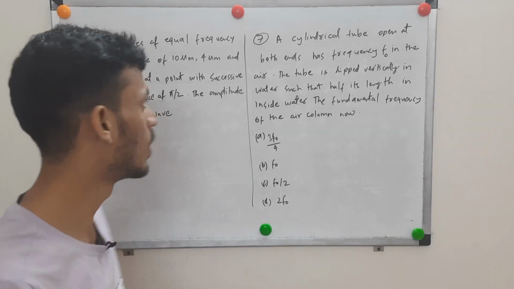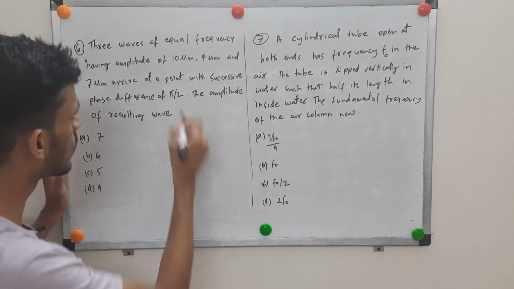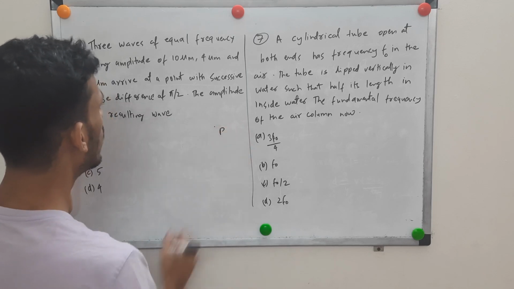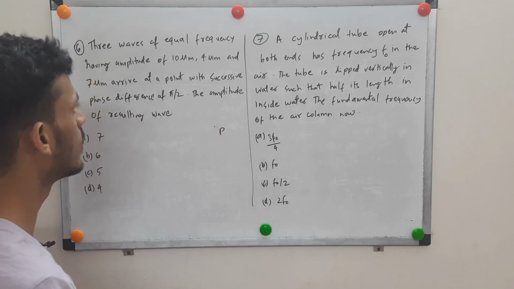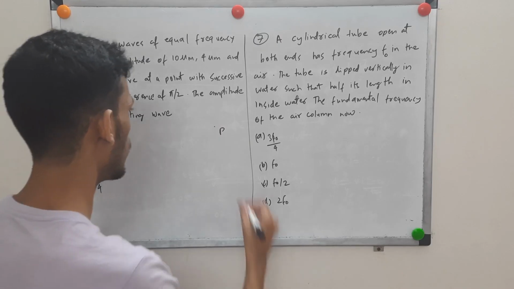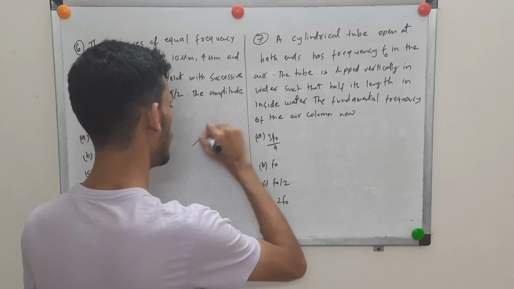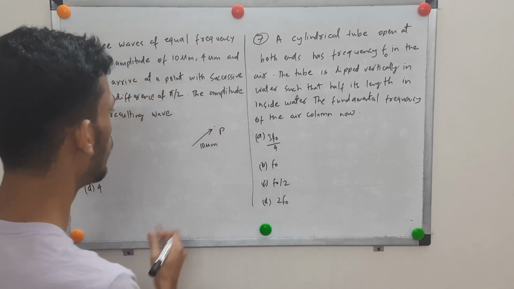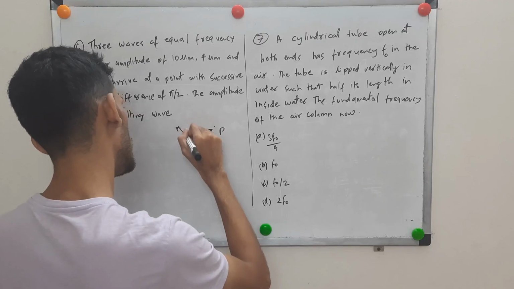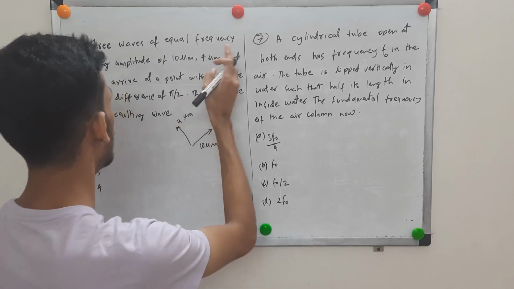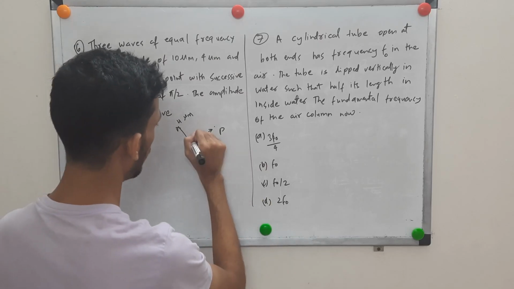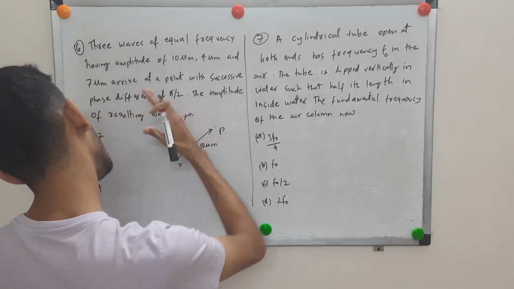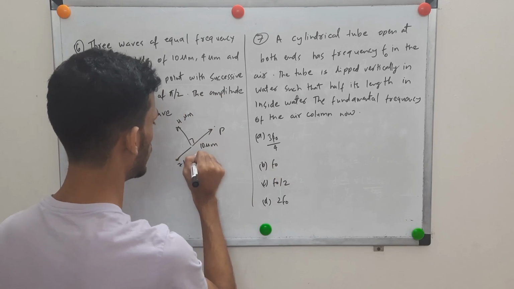Question 6 and 7. In question 6, we have amplitudes of 10 micrometer, 6 micrometer, 7 micrometer. They are arriving at a point, suppose point P, and with successive phase difference of pi by 2. So suppose 10 appears at P first. They are appearing successively, right? 4 will appear by a phase difference of pi by 2, which is this. Then the 7 will appear again with a phase difference of pi by 2. Pi by 2 is 90, right? So 7 will appear like this. Successive pi by 2s. This is what they mean.